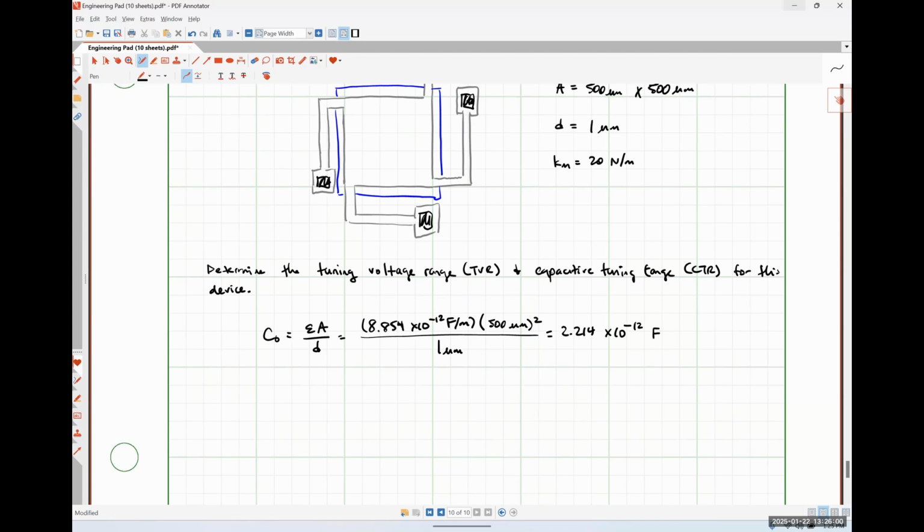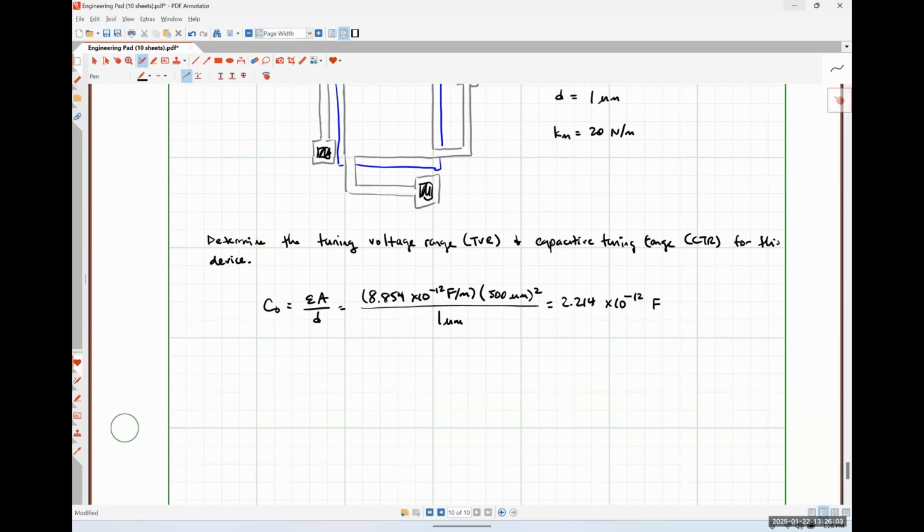From this, I can then determine my pull-in voltage. So that's just simply VP is 2D over 3 times the square root of twice Km over 3 C naught. When I plugged in numbers for that, I got 1.716 volts, which means that my tuning voltage range runs from 0 volts is less than whatever my bias voltage that I'm applying, and then it has a maximum of 1.716 volts. So those are my allowable voltages to tune this particular capacitor.